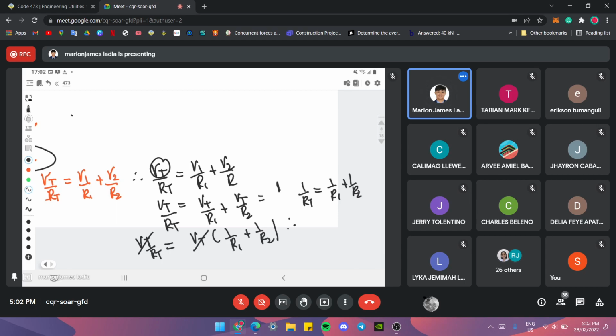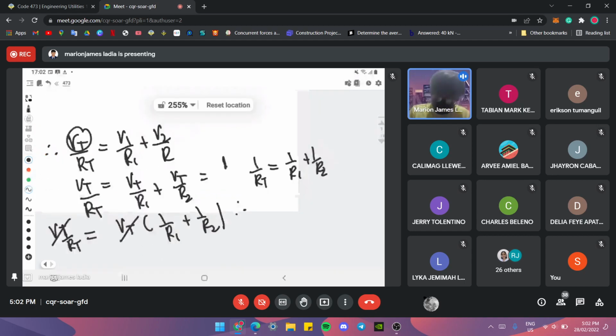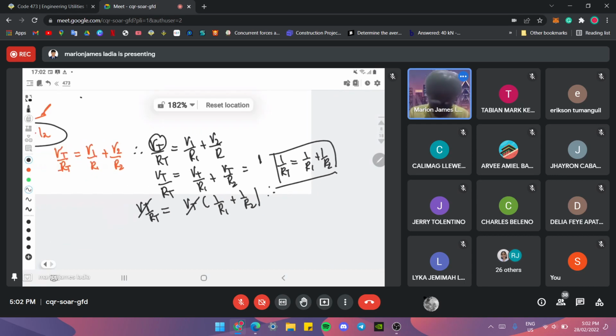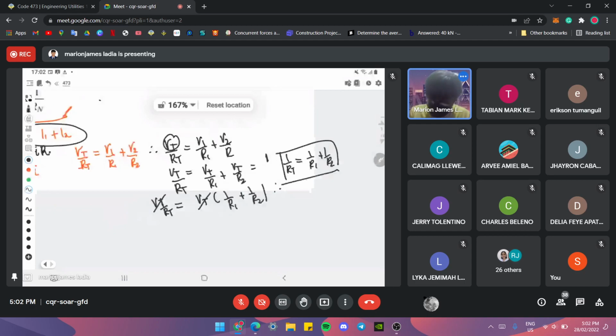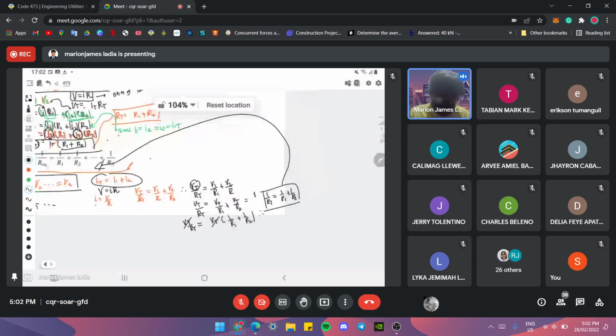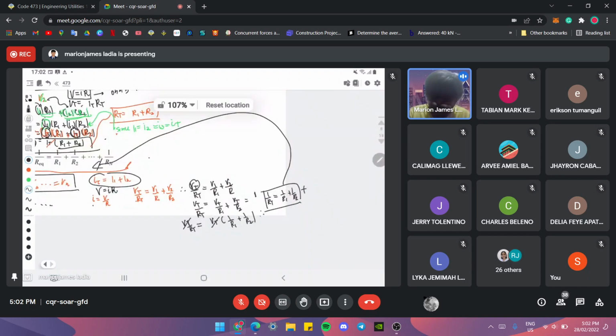Okay guys, so medyo mas mali na siguro yan. So R total is equal to 1 over R1 all over 1 over R2. So this is the derivation of our formula. Pag gusto mo pang damihan, syempre magdadagdag ka pa, so plus 1 over R3 and so on and so forth.